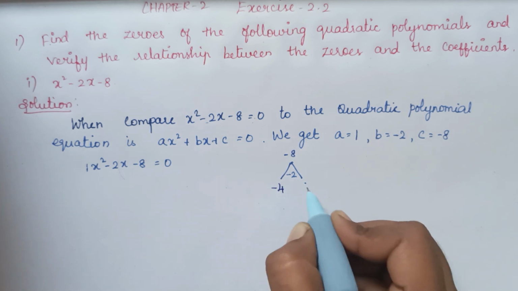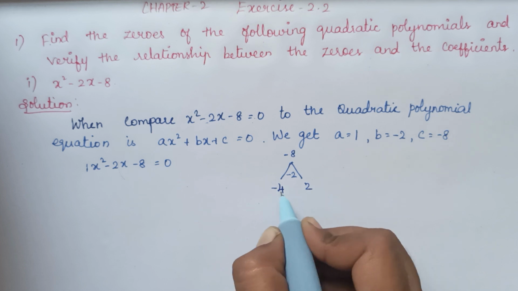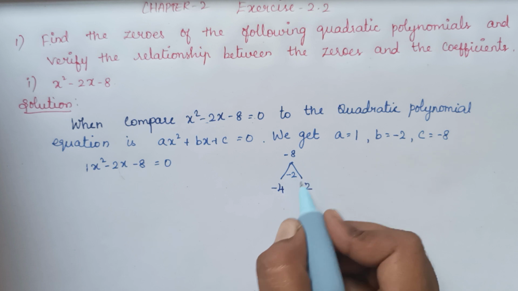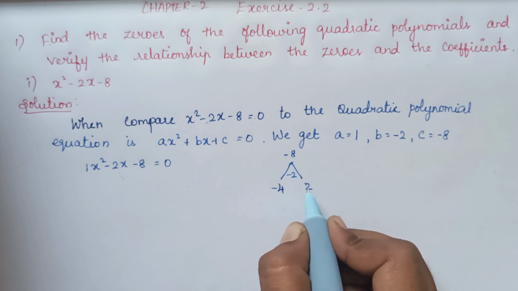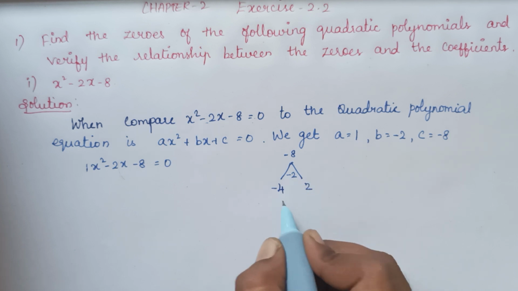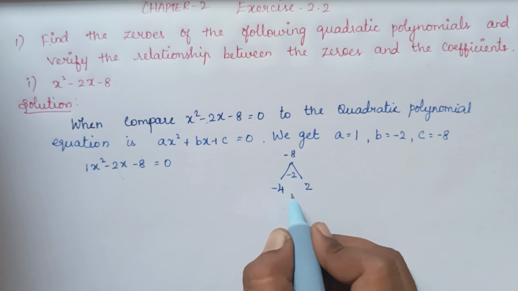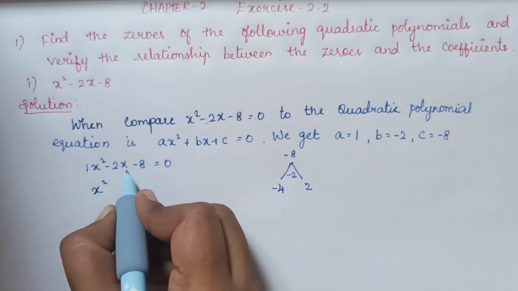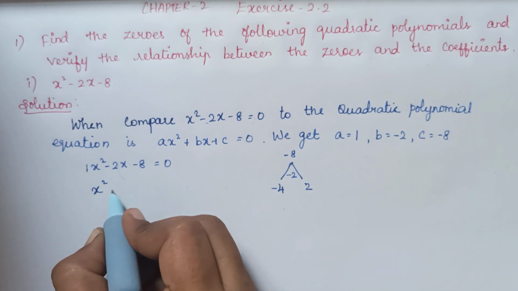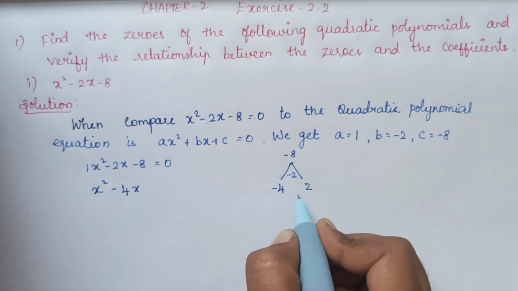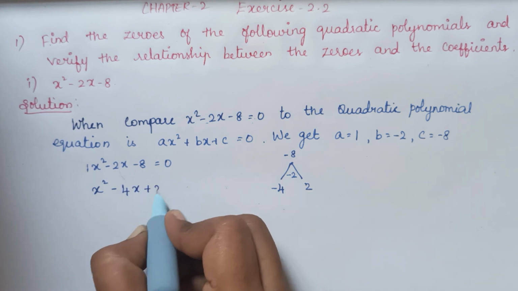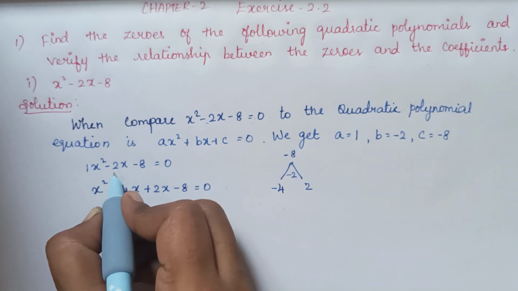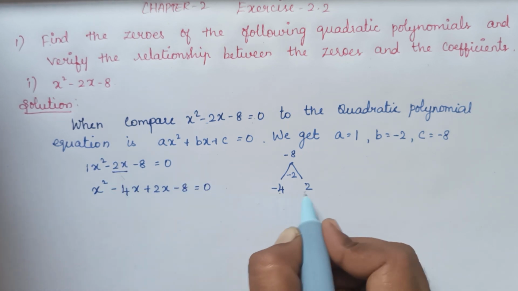So minus 4 into 2: minus into plus is minus, 4 twos are 8. If we add minus 4 plus 2, we get the answer minus 2. So we can take these as the factors. Now write x square as such, and instead of minus 2x we should write both, so minus 4x plus 2x, and the last term minus 8 is equal to 0.